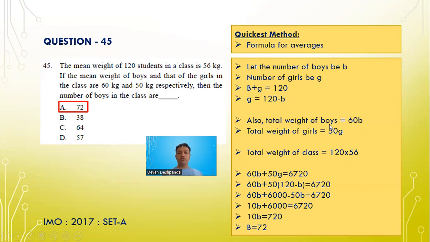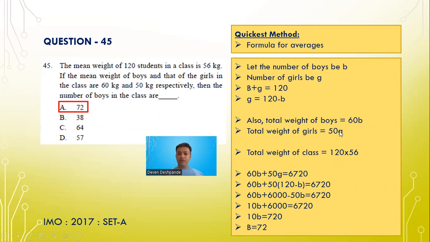What is the total weight of boys? It will be 60B, because the average is 60 and the total number of boys is B, isn't it? So 60 into B will be the total weight of boys: average into total number of boys. So 60B is the total weight of boys. What will be the total weight of girls? The average is 50 kg. How many girls? G. So 50 into G. And the total weight of the class is 120 into 56, isn't it? Because the average is 56 and total students is 120. So the total weight of boys and total weight of girls is equal to the total weight of the class.